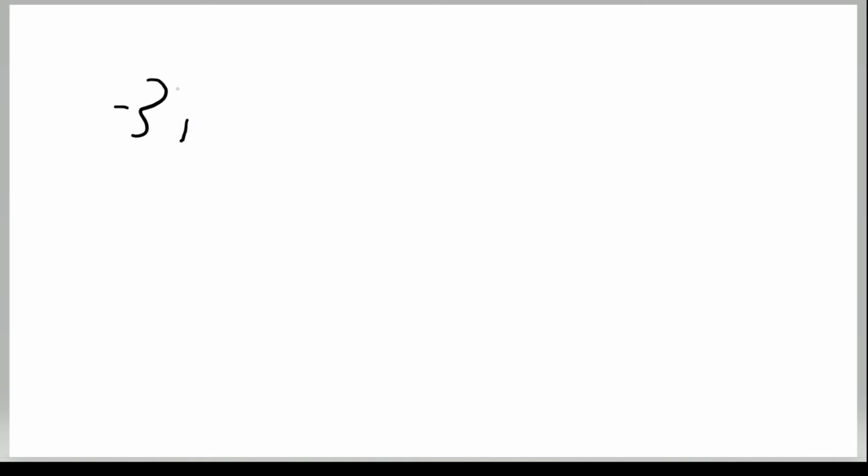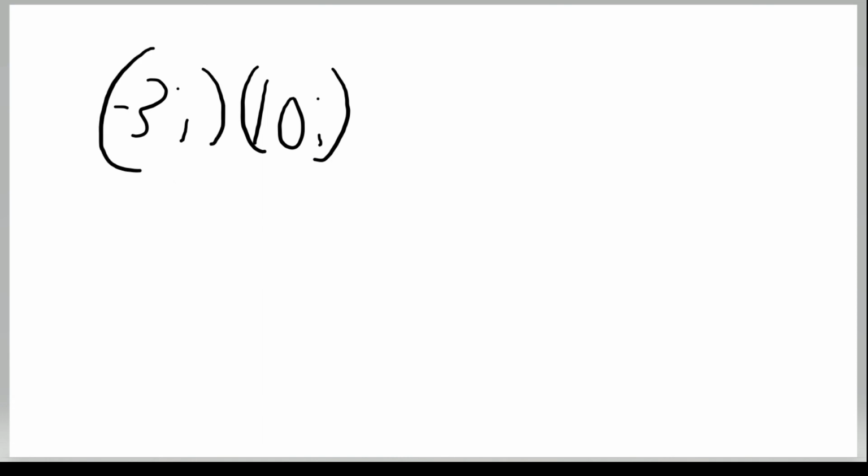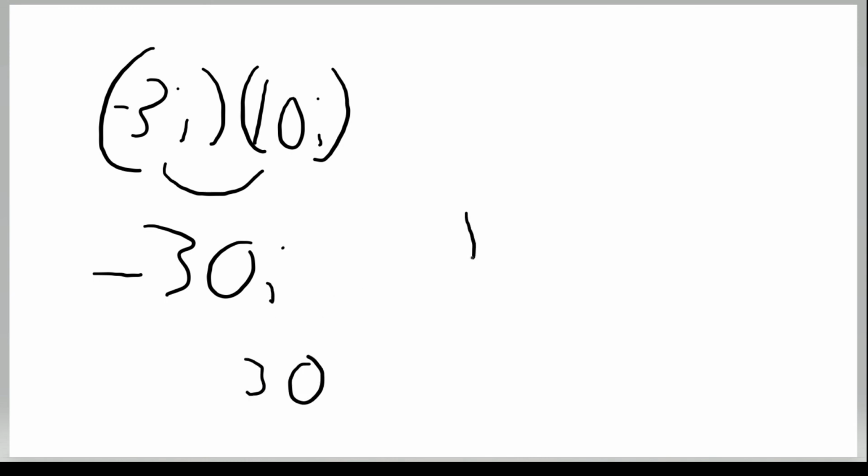And our last multiplication of the day will be single parentheses, which is just going to be negative 3i and then 10i. But they're both in parentheses, so it's just a single multiplication. It's going to be minus 30i squared. That translates to just 30 after i squared equals negative 1. So it's just going to be 30.